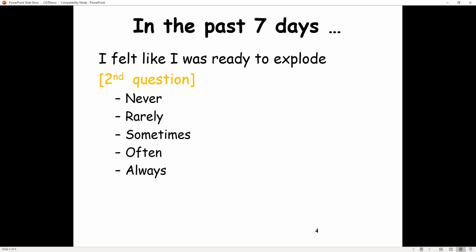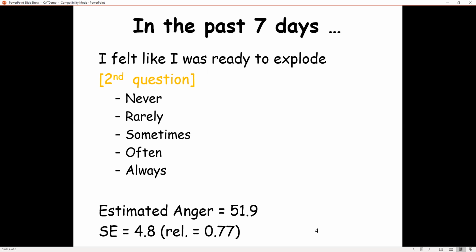But what's my answer to this? I'm saying never. I never felt that angry in the past 7 days. So what will it do? It will then recalibrate or re-estimate my score, and it's going to bring my score down so it doesn't think I am as angry as it thought I was originally, because I just gave the least angry response. So now my estimated anger is about 52. So it's gone down closer to the US general population average. The standard error has gone down to 4.8 and reliability has gone up to 0.77.